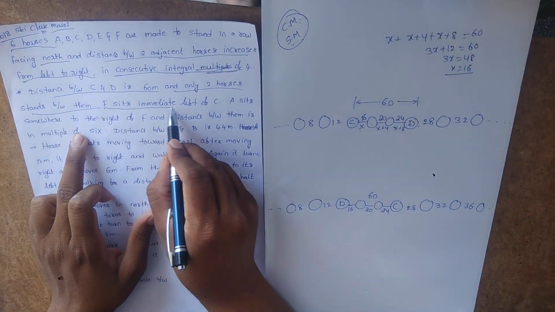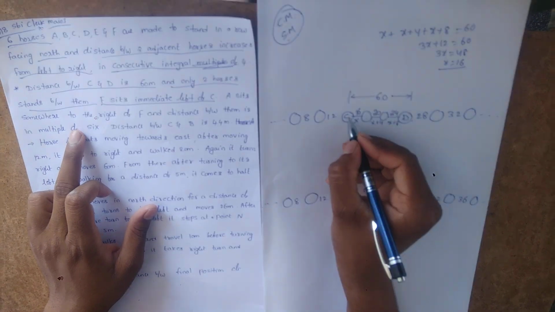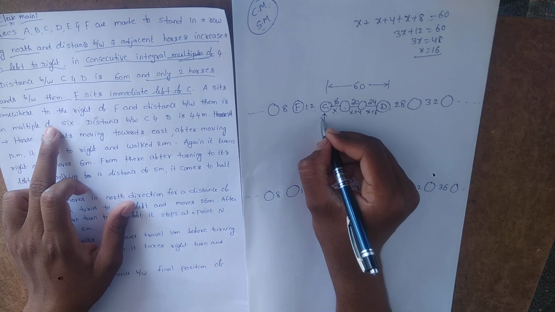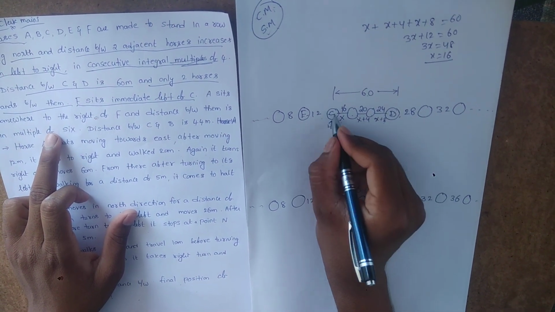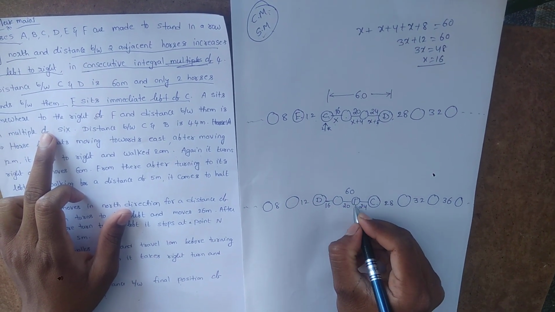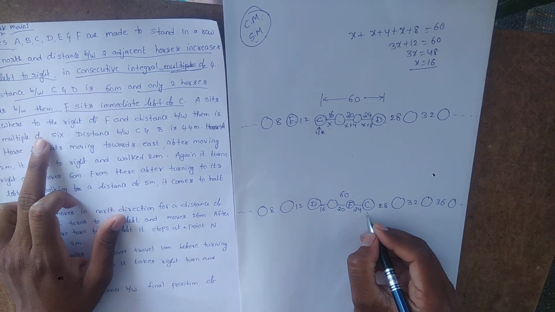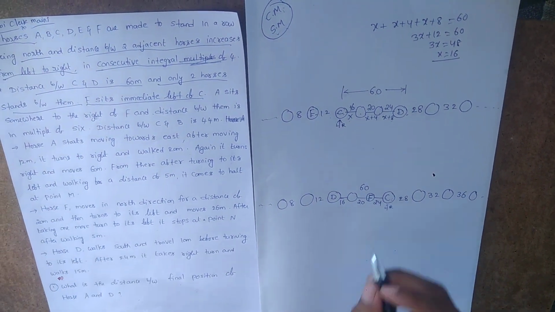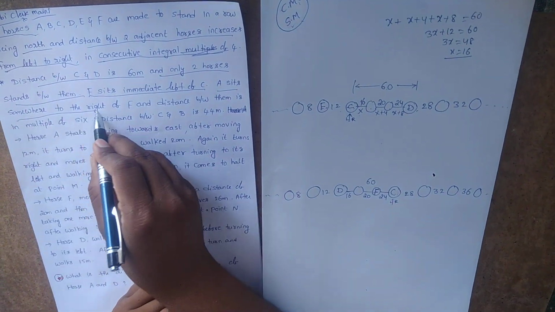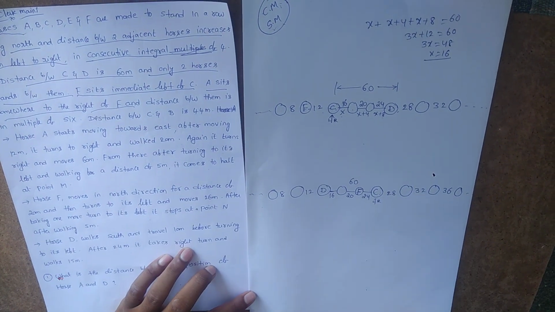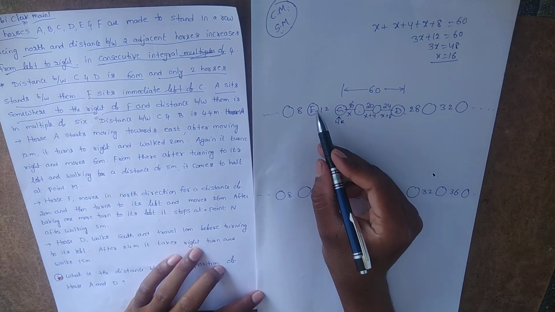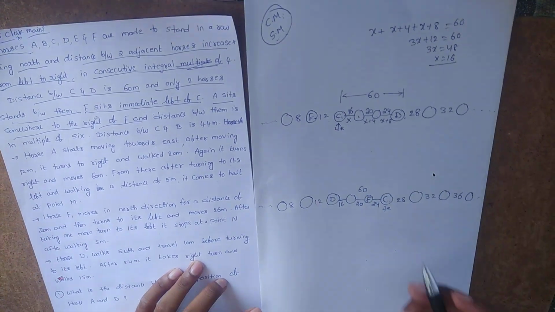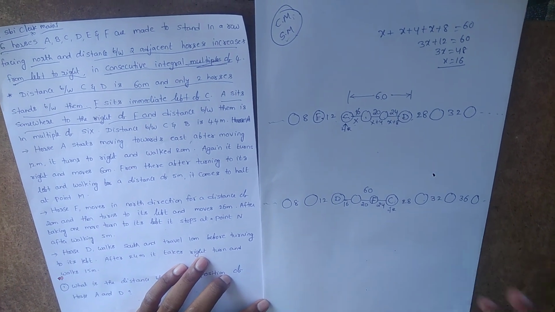Leave that. F sits immediate left of C. Now see this one: F is immediate left of C. The starting direction is that all horses are facing north. With C facing north, we take left hand and right hand accordingly, so F is immediate left of C. Next, leave that. A sits somewhere to the right of F. A is somewhere right of F. Suppose F is here; A can be here, there is a chance here, more possibilities here also.